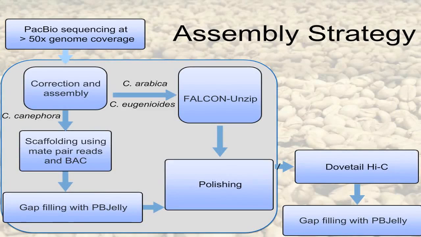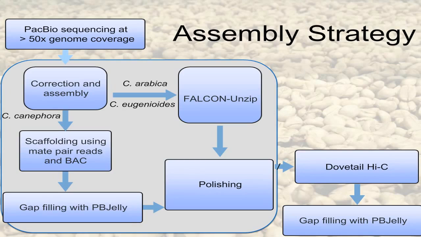You can see here the types of data that we had for our initial assemblies of canephora, eugenoides, and arabica. Arabica was the first one that we sequenced, so we have a little bit of older technology mixed in with that one. For arabica, we had about 56x coverage of the genome. Eugenoides was about 58x, and canephora was about 77x.